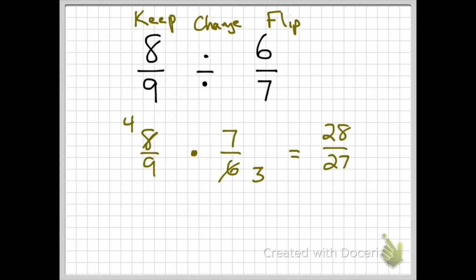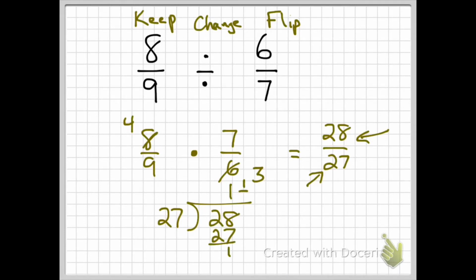We got to make sure that we fix that because that's an improper fraction. And we know that we take the bottom number, the denominator, and divide it into the numerator, which is your top number. It goes in once. We have 1 left over, so we have 1 and 1/27 as our final answer.